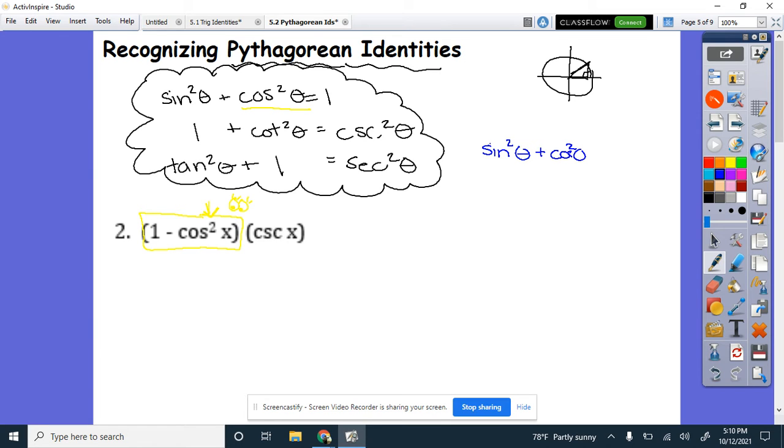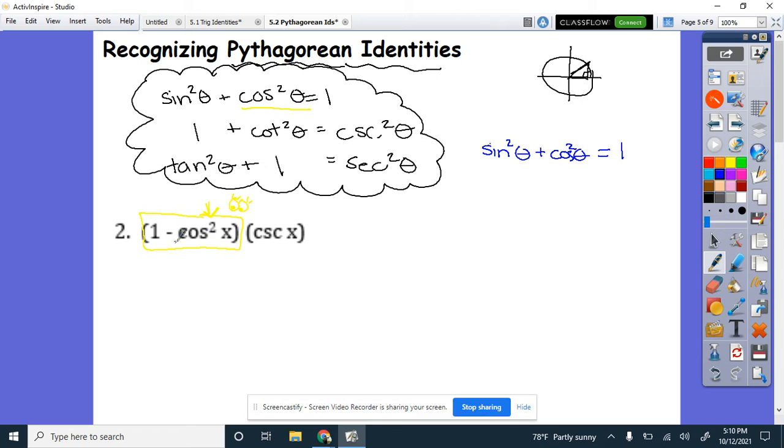Oh God, my handwriting's so bad. So in the blue, that's the original identity. What I have boxed in yellow here is the manipulated or altered identity. I like to use the word manipulate because it shows that we're just moving stuff around.